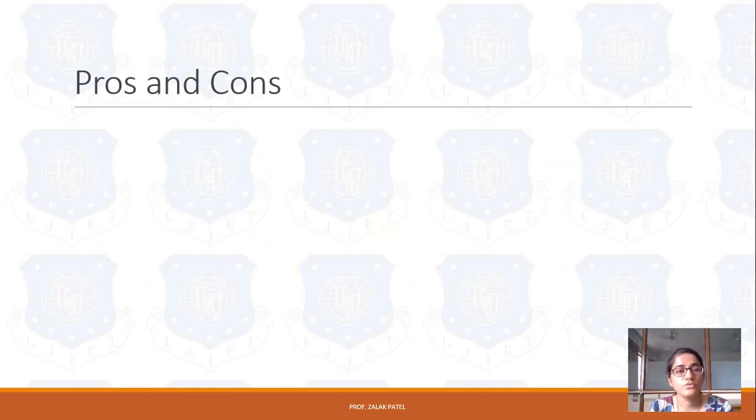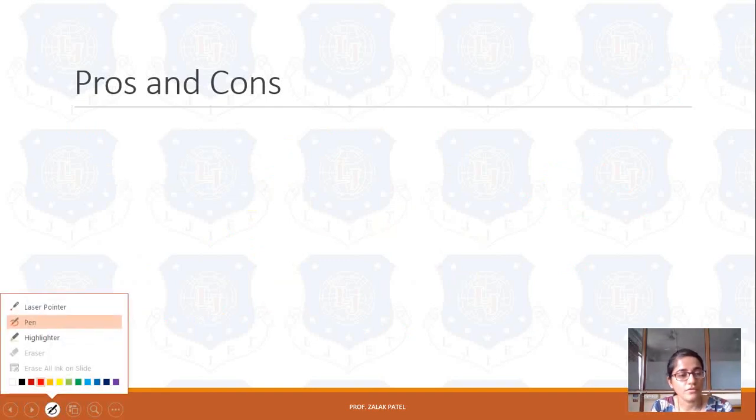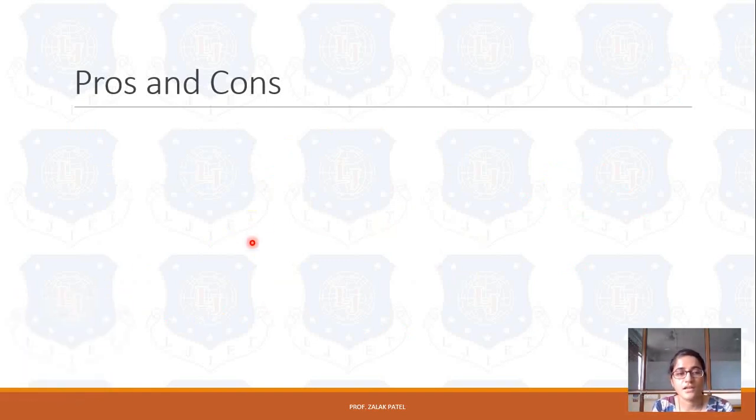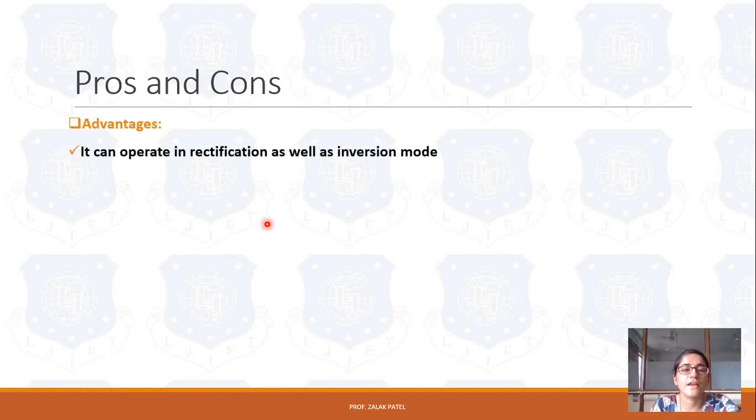So this is our full converter's operation. Now let's see the pros and cons of the full converter. Let's first consider the advantages. First of all, it can operate in a rectification as well as inversion mode, as we saw in the previous slide. The full converter will operate in rectification mode when the firing angle is less than 90 degree, and in inversion mode when the firing angle becomes greater than 90 degree.